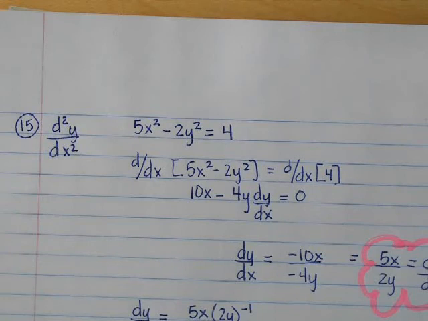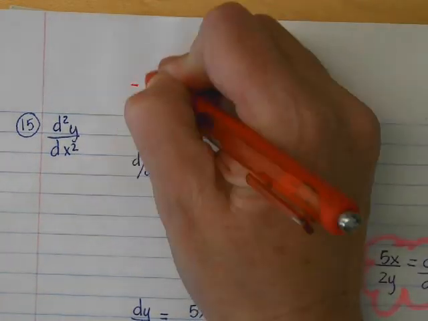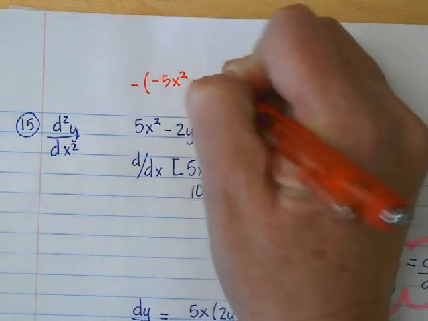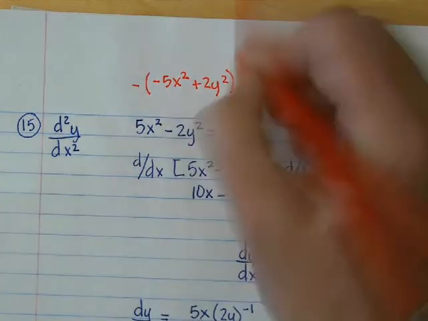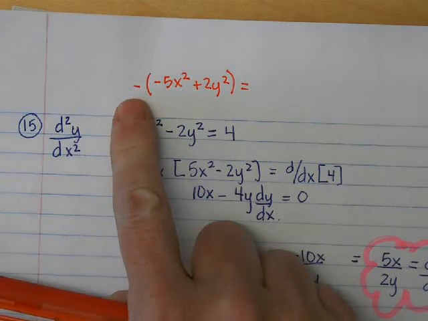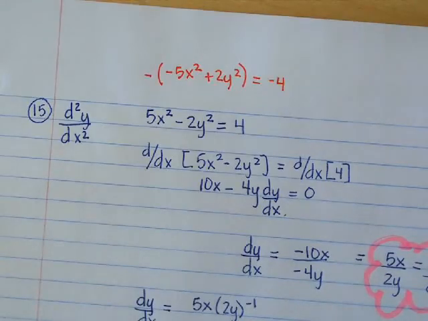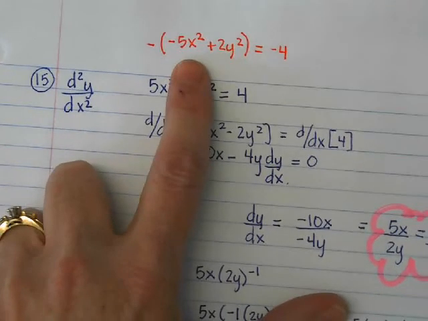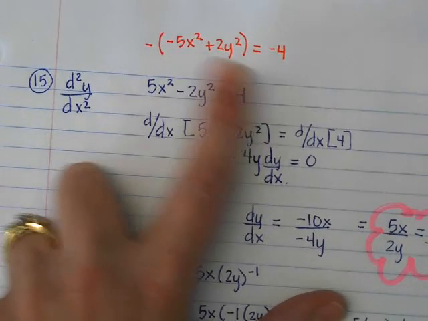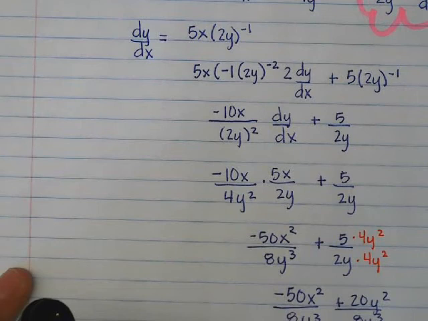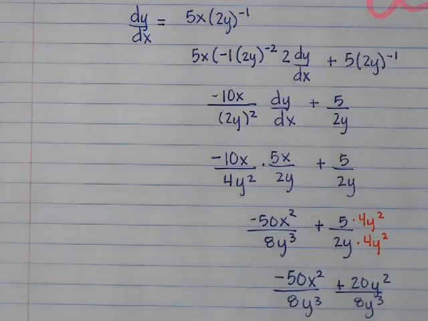If I took a negative 1 out of this, I could say this is negative 5x squared plus 2y squared. And if I take a negative there, I'll take a negative there. So 2y squared minus 5x squared is going to equal negative 4. That right there is equal to negative 4.